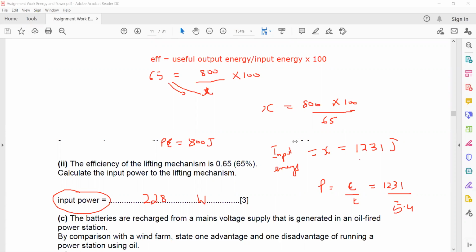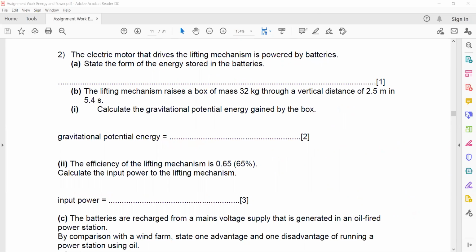So we use the formula for efficiency, which is useful output divided by total input multiplied by 100, and we calculate the input energy. But in the question we need power. Power is energy divided by time. That's why we divided. From where did I get 5.4? That was given in the question. So this was 800 and this one is 5.4. Sorry, 228 watts.